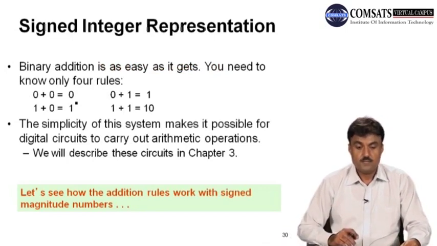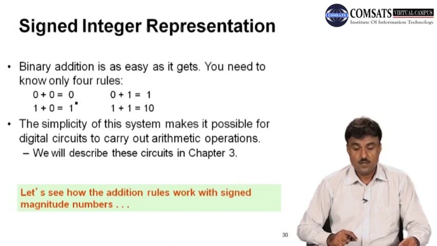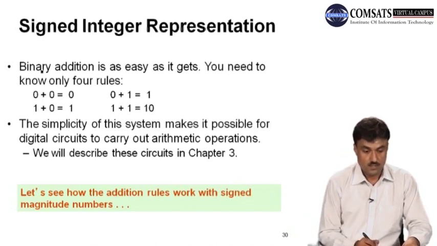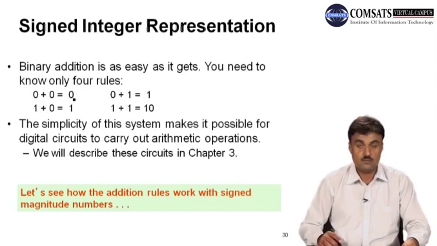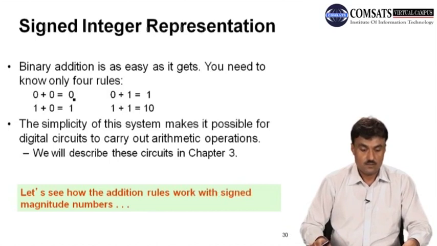Binary addition is the easiest operation we can perform. What we need to do is know these rules: 0 plus 0 is 0, 0 plus 1 is equal to 1, 1 plus 0 is equal to 1, and 1 plus 1 is equal to 10. So this is the rule of thumb that we will use in this lecture.